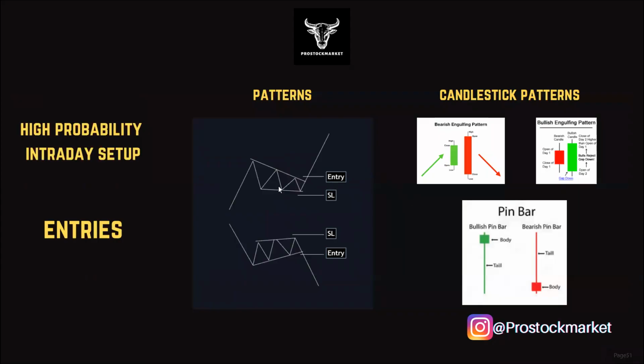Now, for entry, we will use only the 3 minutes time frame. So you'll enter here with the stop loss, where there might be a pivot. You can keep the stop loss below the pivot. So entry here at the breakout, and the stop loss is below the chart pattern or pivot. Below the pivot, you can keep your stop loss.